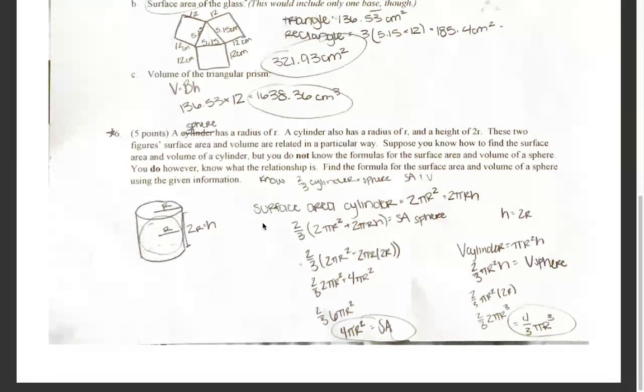Here I'm pretty sure there was a typo. I think it's supposed to be a sphere, but it tells us that we know the relationship between the volume and surface area of a sphere and a cylinder. So we know that 2/3 of a cylinder equals a sphere for both the surface area and the volume. Here the surface area of the cylinder is 2 pi r squared plus 2 pi r h. And we know from the given that the height, h, equals 2r. So then we're just going to do 2/3 of the surface area of the cylinder. This is going to be the surface area of the sphere. We're going to sub in 2r for h because we know that the height is 2r. Then solve and we get 4 pi r squared for the surface area.